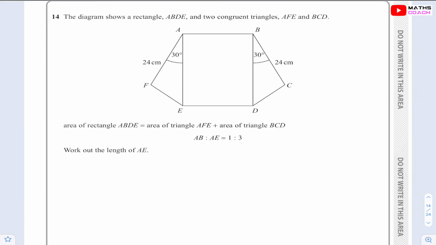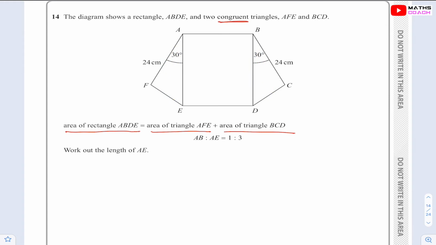Right, question number 14. This diagram shows a rectangle ABDE and 2 congruent triangles. Now the word congruent means exactly the same. The area of rectangle ABDE is equal to the area of the triangle AFE and the triangle BCD. So what does this mean? It means the area of this is equal to this plus that. Let's set up our equation.